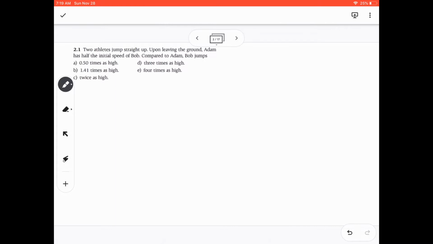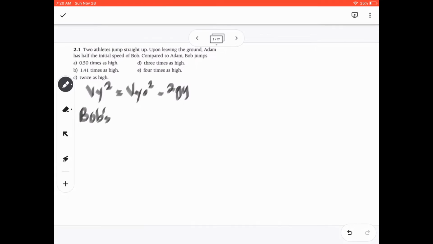Okay, so from our choices, we are looking at how high. So it means it's the vertical distance. We're going to solve for Bob's vertical distance first. We are going to use the kinematic equation Vy squared is equal to Vyo squared minus 2gy, because this is motion along the y-axis.